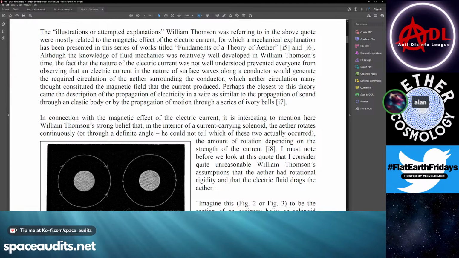The illustrations or attempted explanations William was referring to in the quote above were mostly related to the magnetic effect and the electric current, for which the mechanical explanation has been represented in a series of works titled Fundamentals of the Theory of Ether.